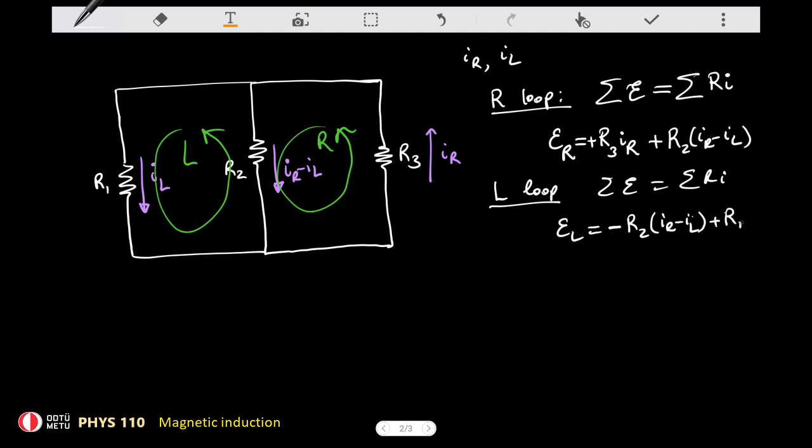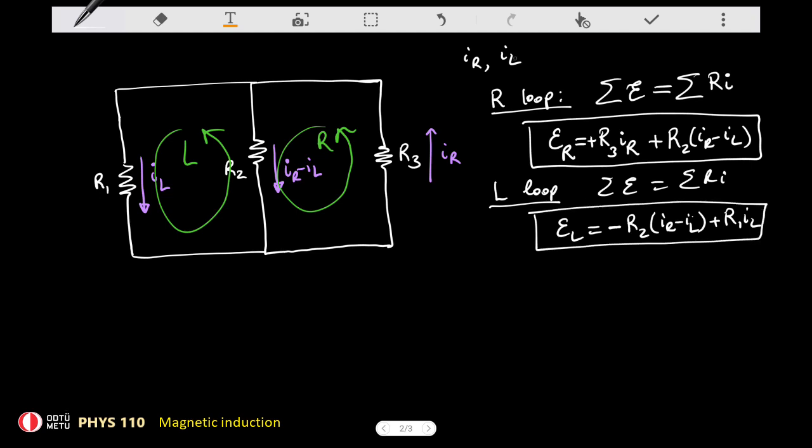So this is plus R1IL. So these are my two equations. I need to solve them to find my unknowns. Unknowns are IR and IL. Once I find these unknowns, I would then complete the job that the question asks me to do, to find the current on each branch.